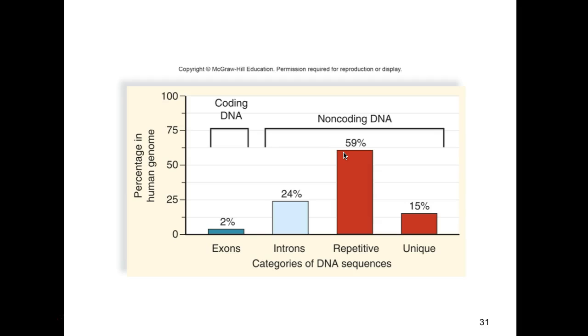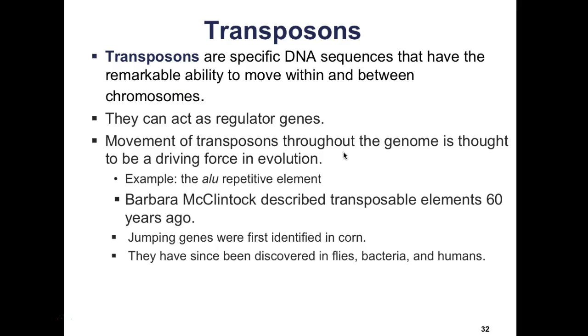So here you could see, interpreting the graph, on the y-axis you have the percentage in the human genome. And on the x-axis, you have exons, introns, repetitive DNA, and unique DNA. So you have your coding versus your non-coding DNA and the categories of DNA sequences. So you could see that the coding DNA itself is 2%. You have 59% that are repetitive, 24% introns, and 15% is unique DNA.